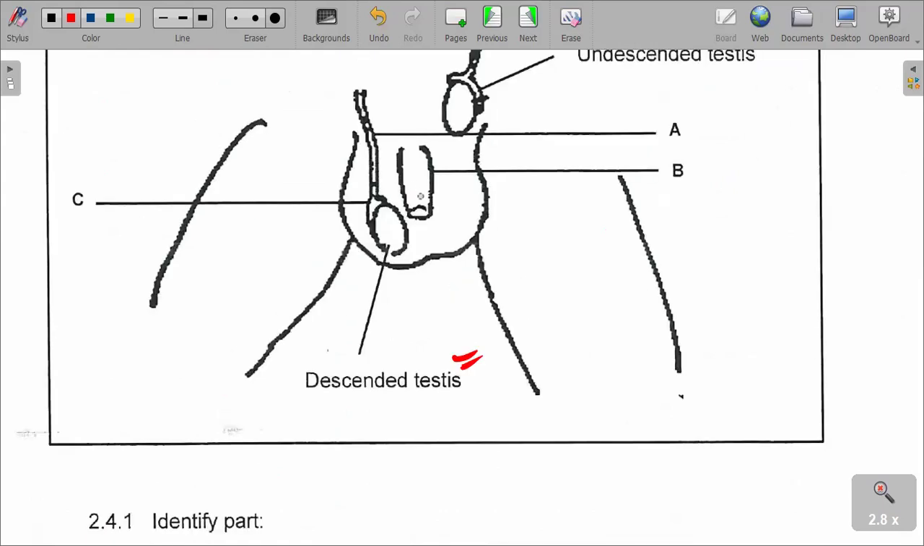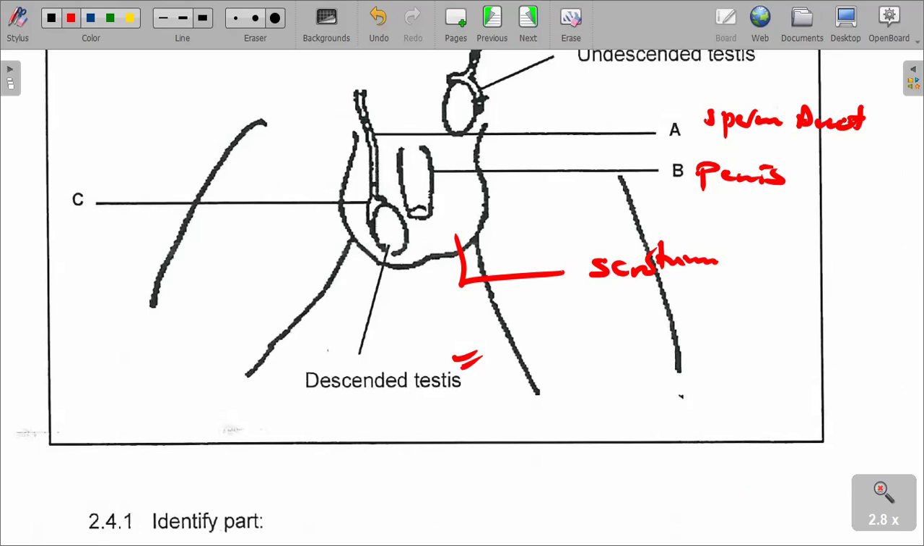Then we see our scrotum, which is also shown there. Then we have the penis, and the sperm duct, which are given there. You always need to know that when questions such as these are given, you label them as quickly as possible, so that you cannot make mistakes.